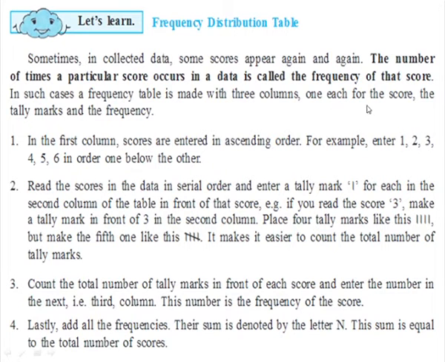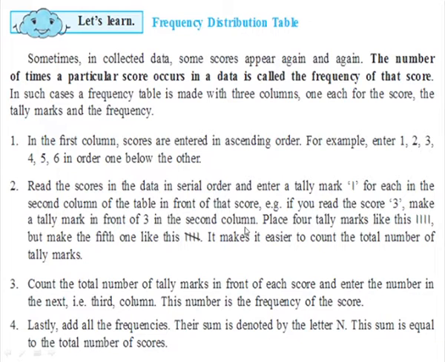So, the first column we will make of the score. How to write the numbers in the score column? We will write it in ascending order. For example, if the scores are given from 1 to 6, then we will write 1 to 6 in ascending order. That is, in the first column, first we will write 1, then 2 will be written below it, 3 will be written below 2, and so on. Read the scores in the data in serial order and enter a tally mark, a standing line, for each in the second column of the table in front of that score. So, for example, if you read the score 3, make a tally mark in front of 3 in the second column.